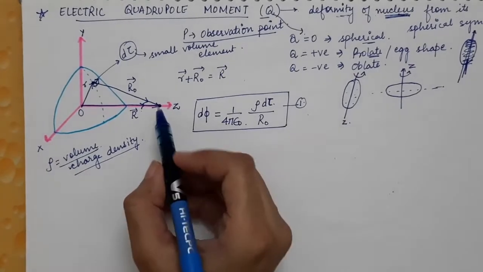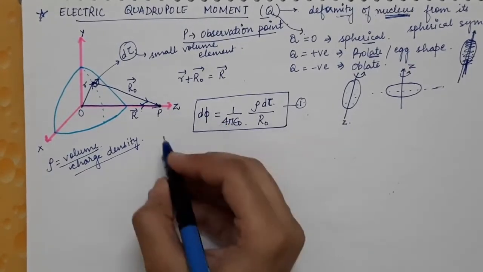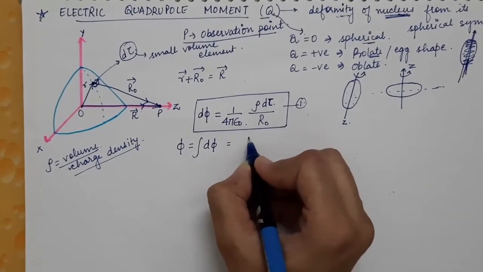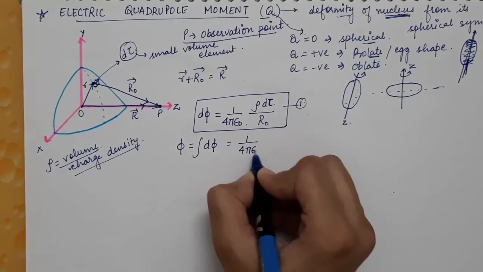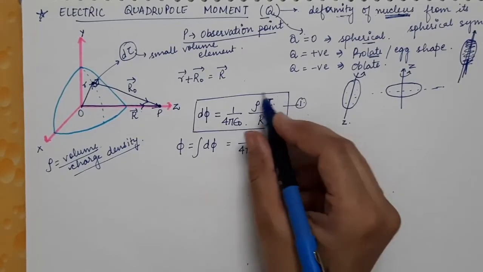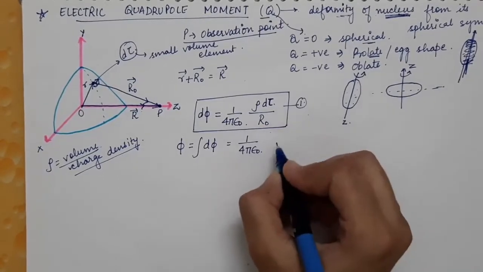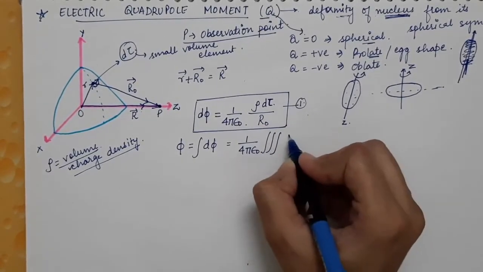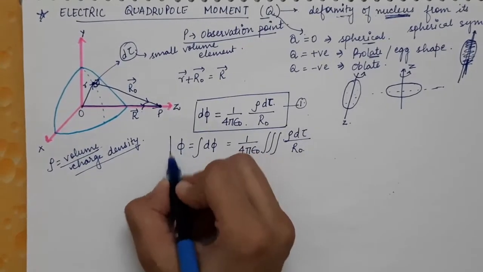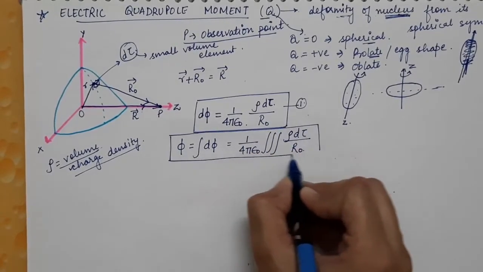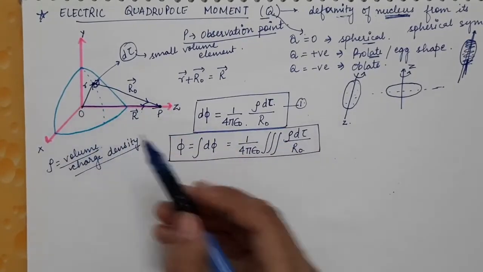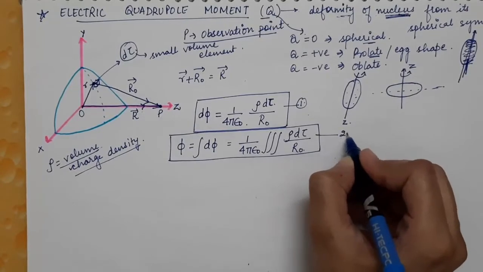Now the total potential at point P will be phi, and this will be the integration of d phi. On the right hand side we will also do the integration. Since we have a small volume element, the integration on the right hand side will be over the whole volume. So we will have 3 integrations: rho times d tau divided by r naught. So this will be the total potential at point P due to the whole charge distribution, because now we have done the integration over the dimensions of the whole charge distribution. So this is the second equation.